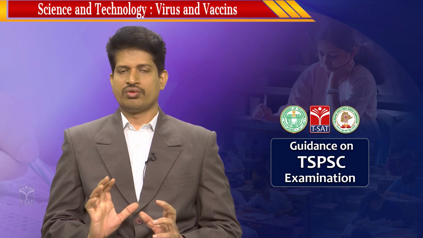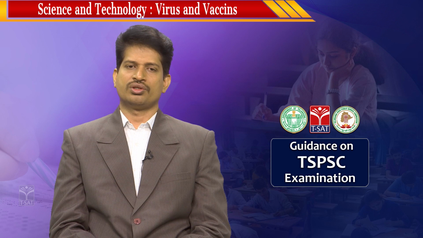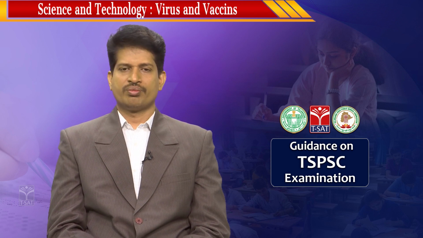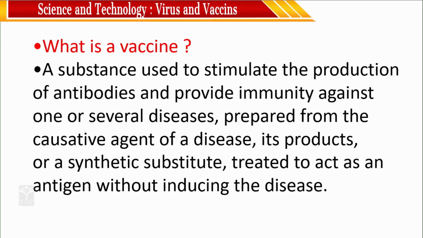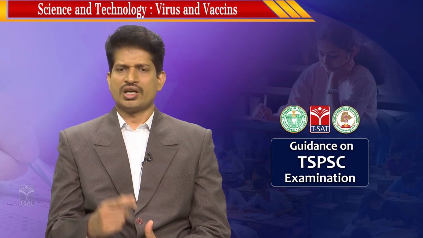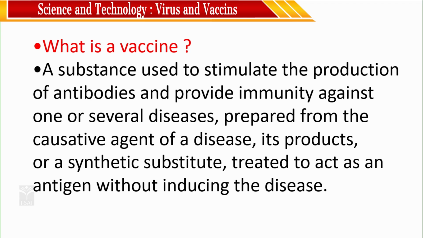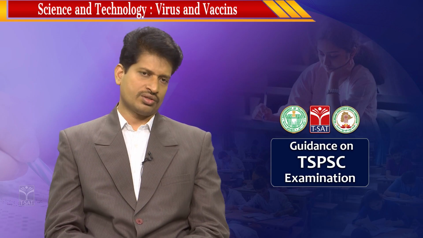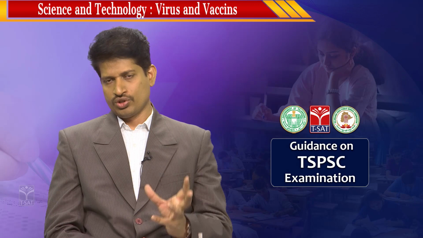So when your immunity knows how to make antibodies, meaning weapons against this, you will be getting immunity to these diseases. It is prepared from the causative agent of a disease, its products, or synthetic substances. So it need not be a complete virus; it can be a part of a virus, or synthetic substances like RNA treated to act as an antigen without inducing the disease. The antigen is a foreign body. So introducing this foreign body, known as a virus or a part of a virus, initiates the immune system, that is white blood cells, to create antibodies, meaning a weapon.